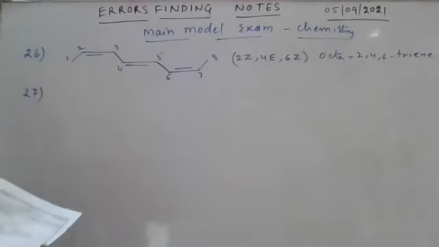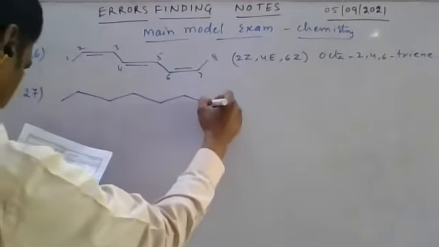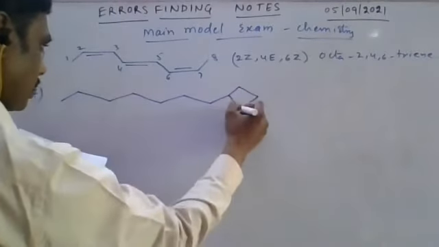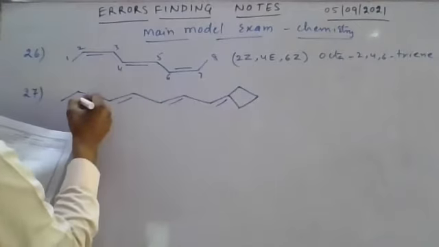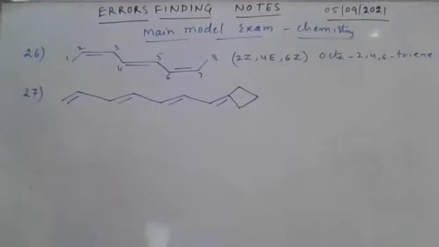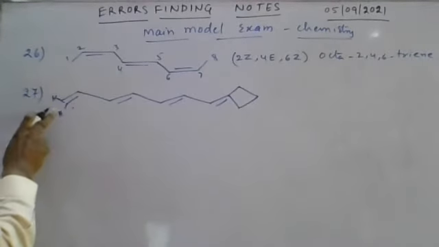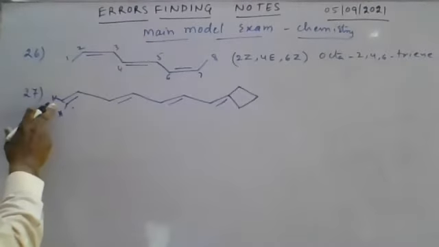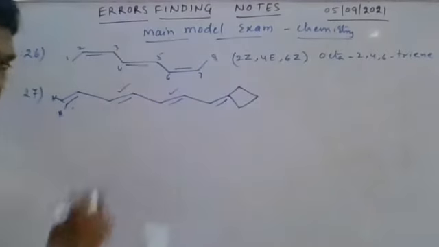27th one. Here, the number of geometrical isomers of the given compound. This is the compound, Nana. Here 1, 2, 3, 4 double bonds are there. Here this is not a geometrical center, Nana, because here 2 hydrogens are attached to the double bonded carbon. This double bond, a restricted rotation system, does not show geometrical isomerism. Here it will show the geometrical isomerism. It will show the geometrical isomerism.